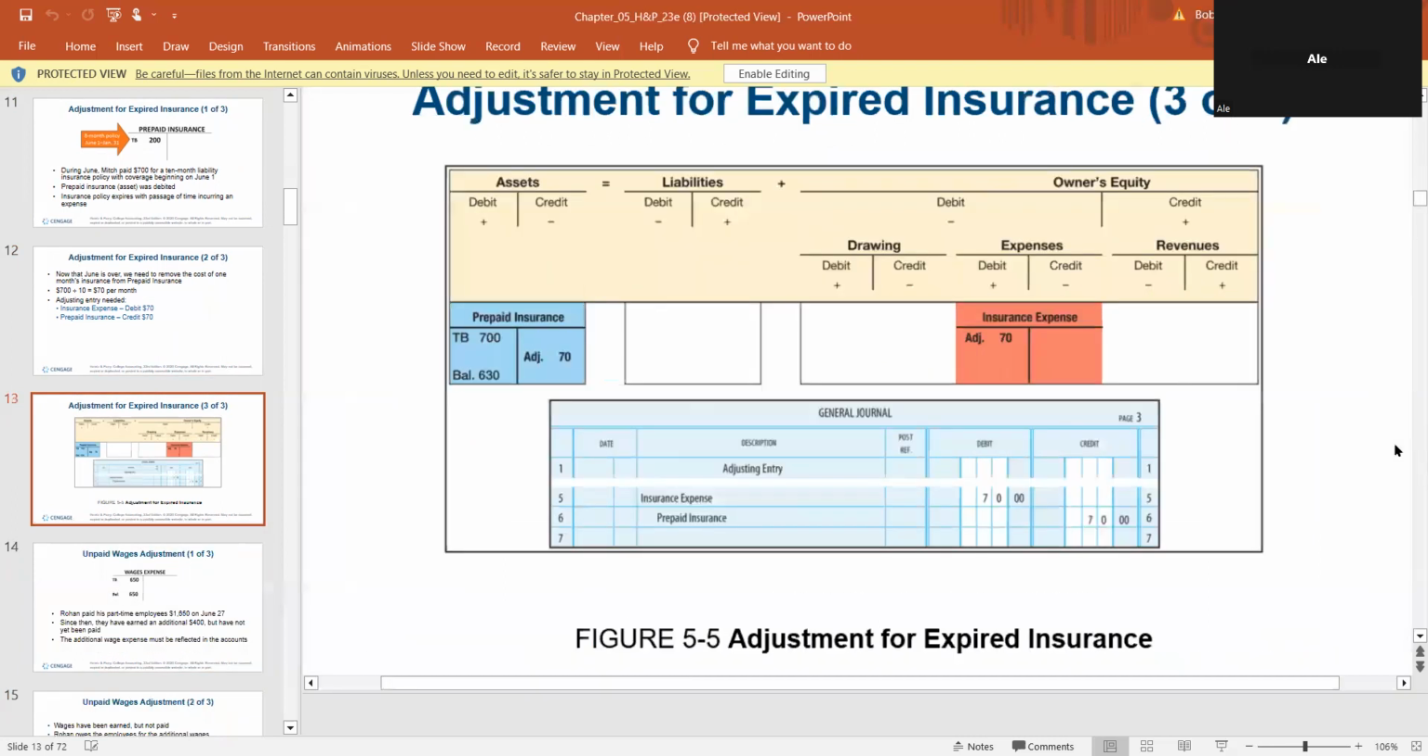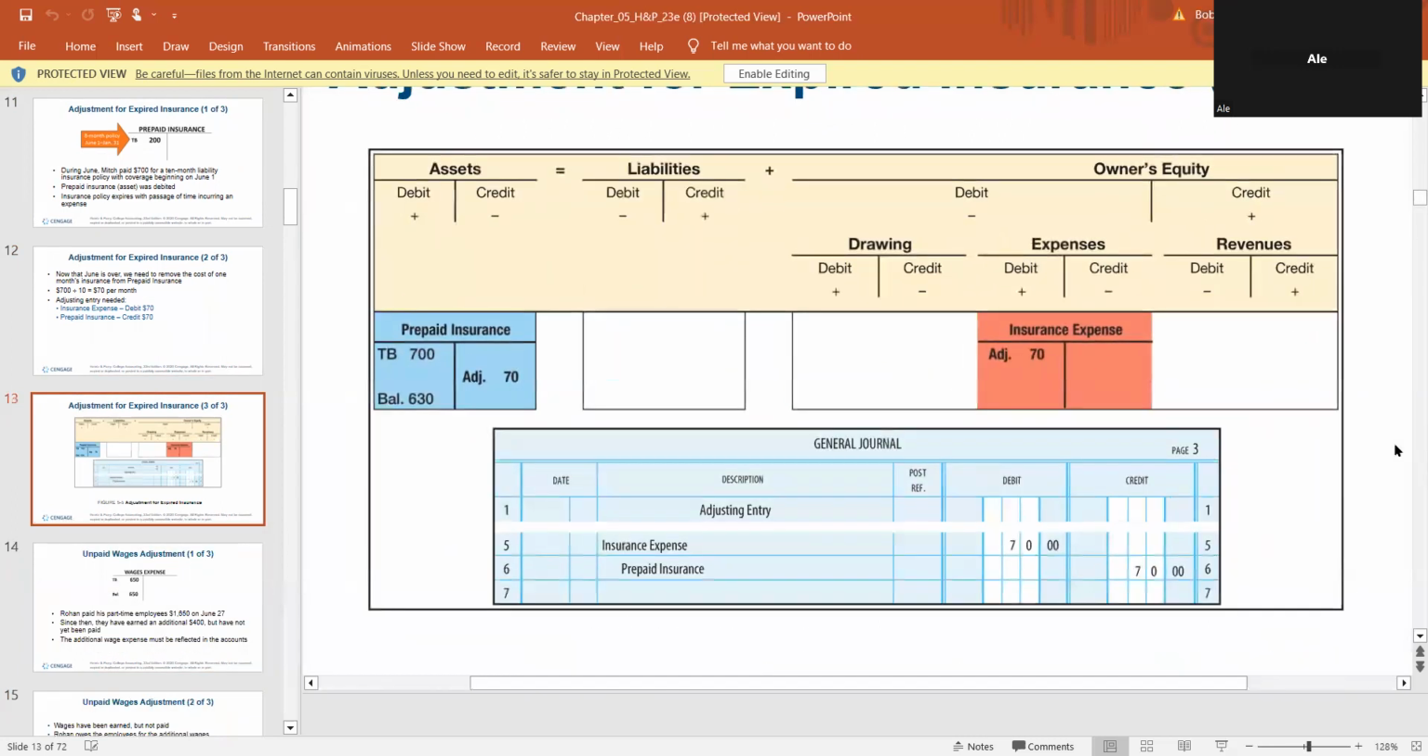And here it is here. We'll take another peek at it. Prepaid insurance. We ran the trial balance. $700 was there. We know that it comes out at the rate of $70 a month. It was a 10-month policy that kicks in June. So we are going to debit the expense called insurance expense and credit the asset prepaid insurance, okay?